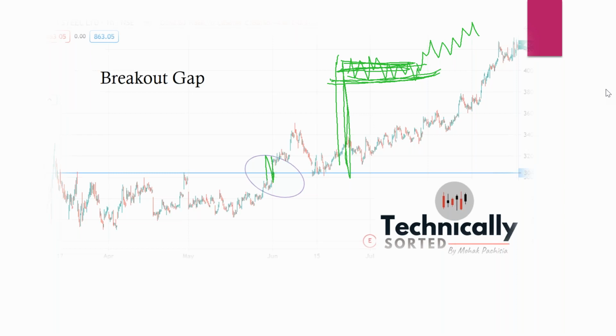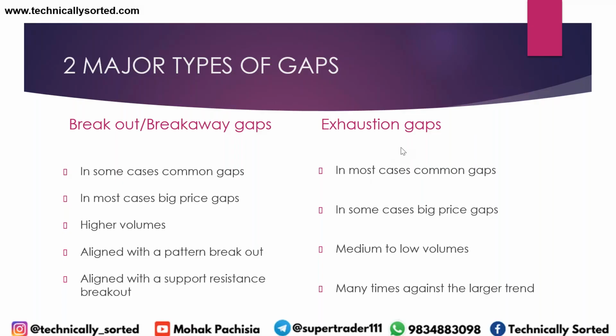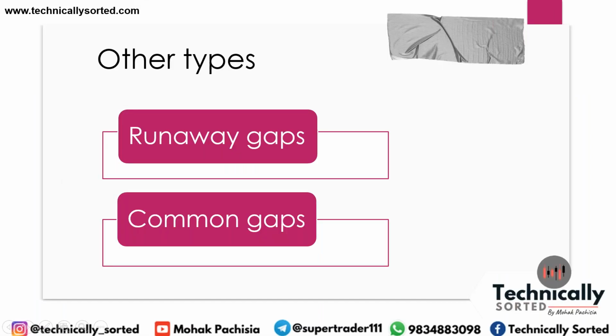Now, I'll go back to the slide where I discussed the two types of gaps from a trading perspective, a breakout gap and an exhaustion gap. Now, there are two other types of gap also. They're called runaway gaps or continuation gaps, and there are common gaps.